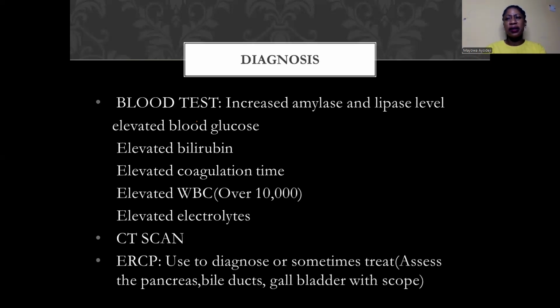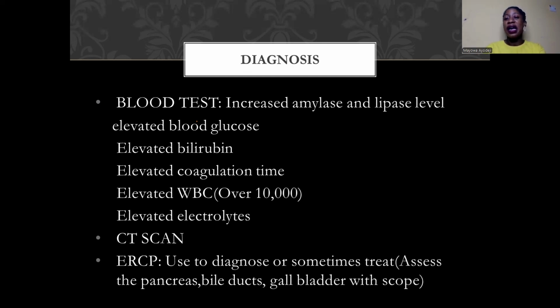Now, how can you diagnose pancreatitis? Through blood tests. I said earlier that in acute pancreatitis, there will be increased levels of amylase and lipase. There will be elevated blood glucose, elevated bilirubin, and elevated coagulation time. The WBC will be over 10,000. The normal WBC count should be between 5 to 10,000. Some will say 4 to 10,000. But once it is over 10,000, then you know that an inflammatory process is going on.